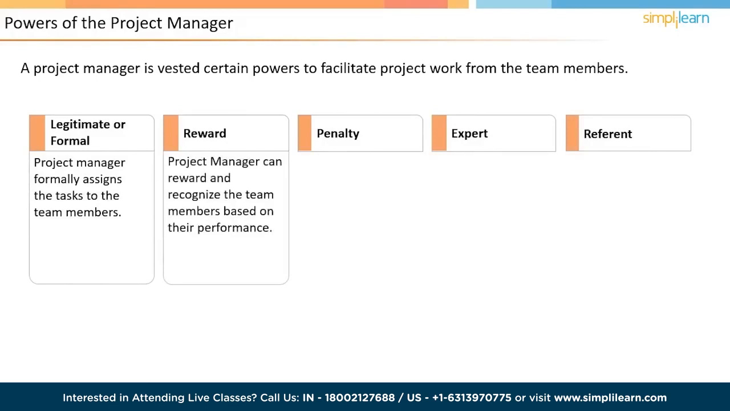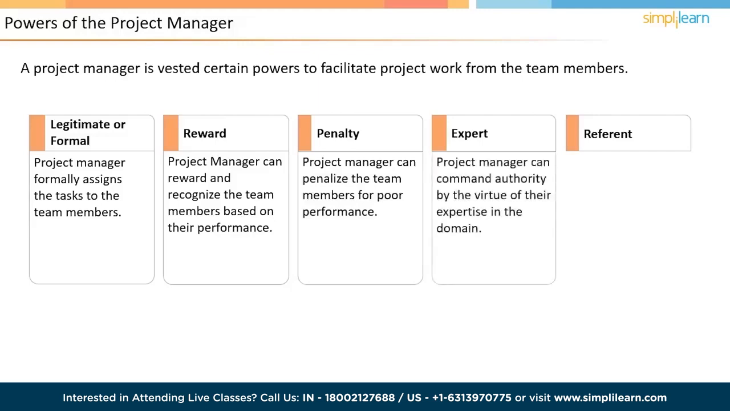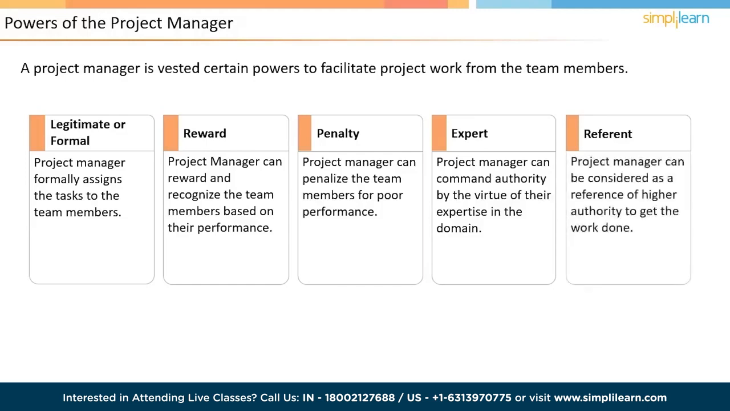The reward could be as simple as assigning challenging or sought-after work to a team member. This can motivate good performers on the project. Sometimes the project manager can penalize team members for poor performance. Some project managers are able to command authority because of their expertise in a certain field. The project manager can be considered as a reference of higher authority to get the work done. Sometimes referent authority also arises from the personal charm or charisma of the project manager.